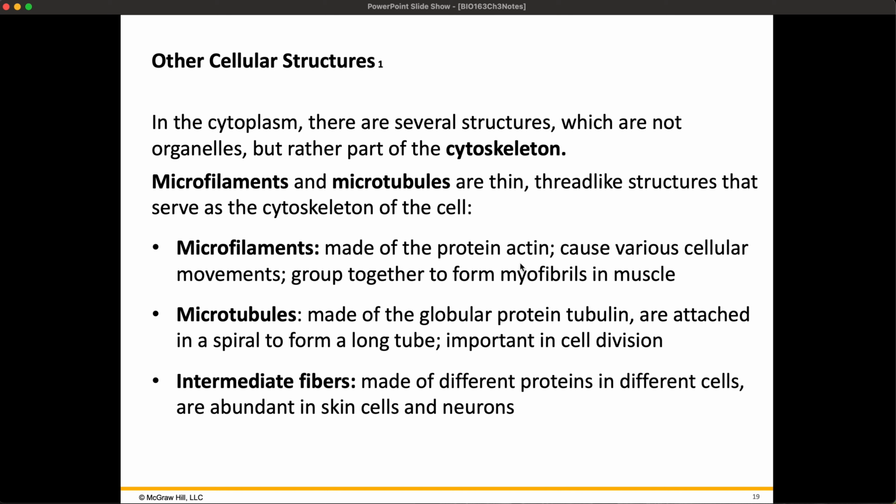Microfilaments are made up of actin, which is a certain type of contractile protein, causing various cellular movements. Microtubules are made of a globular protein called tubulin, and they form this long spiral tube, important for cell division. We'll see those later in this lecture. They help with organization of materials as the cell is dividing. And intermediate fibers are made of different proteins, abundant in skin cells and neurons, more so than other cells, and again are helping to provide that structure.